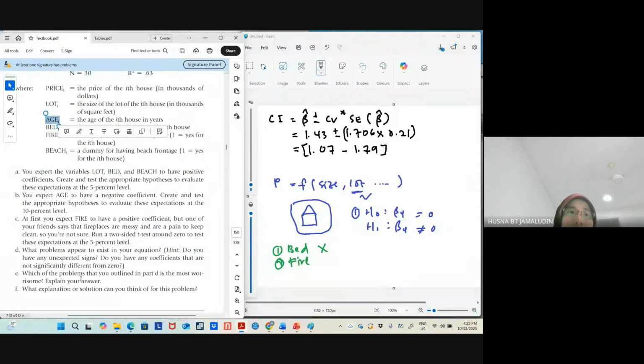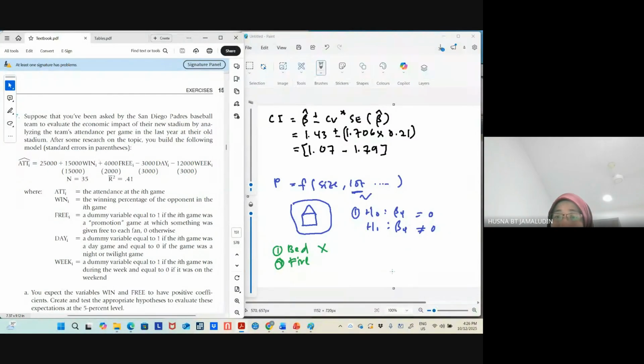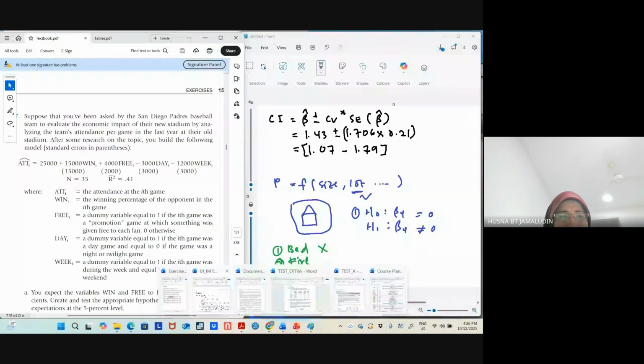So which one will be a problem? The omitted one. Okay. What explanation or solution can you think of for this problem? How do you solve it? When you have an omitted variable, what should you do? Include the relevant variable so that you can fix the problem. That's it. Okay. So we have covered that. So let's keep moving. We have 426. Explaining the question will take some time, of course.